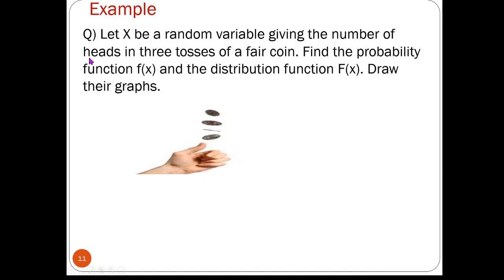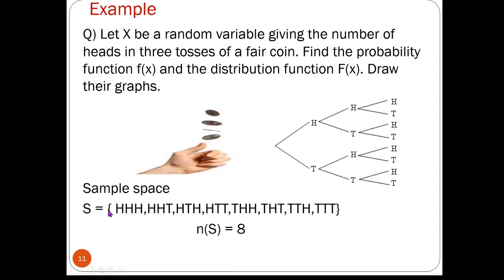Now the experiment is tossing 3 fair coins. So the possible outcomes, or the sample space S, for this experiment is given by HHH, HHT, HTH, HTT, THH, THT, TTH and TTT. Therefore the cardinality of S, that is the number of sample points in S, is equal to 8, and on this sample space we are defining a random variable which counts the number of heads in 3 tosses of a fair coin.